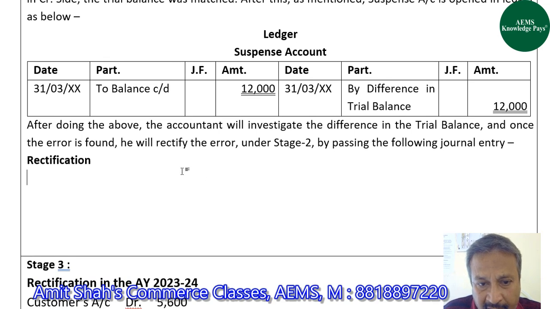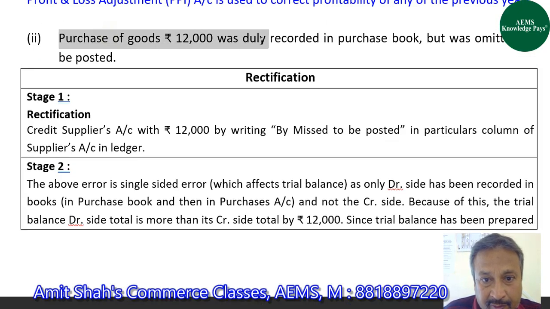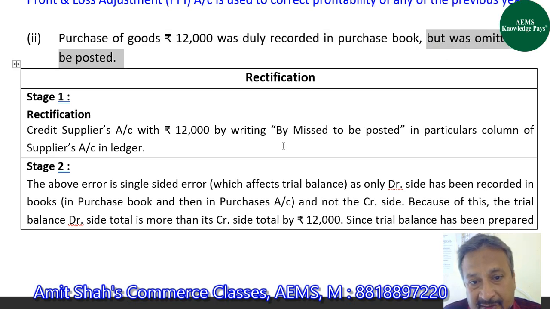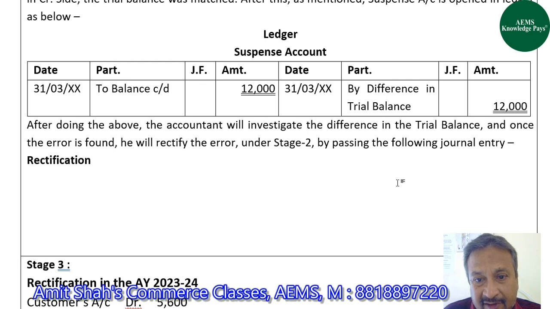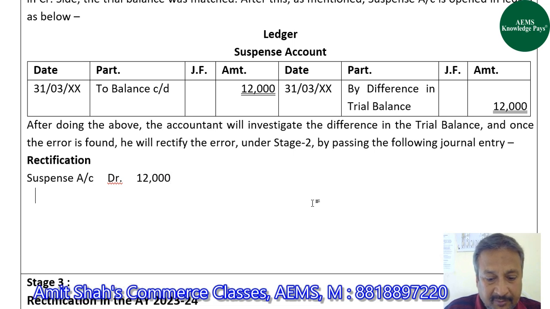So once he gets to know about the error, he will rectify the error under stage 2 by passing the following journal entry. So what he got to know is that purchase of goods of rupees 12,000 was duly recorded in purchase book but was omitted to be posted in supplier's account. It means supplier's account was not credited. So now he will credit supplier's account and will debit suspense account. So entry would be suspense account debit with 12,000 to supplier's account with 12,000.